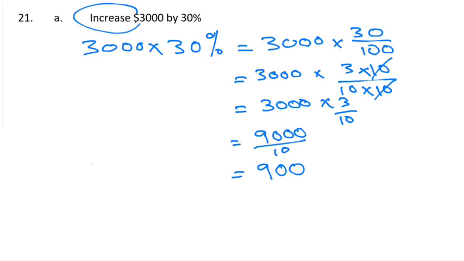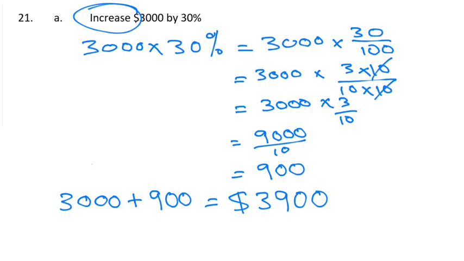Now what I need to do is I need to increase it by that. So I'm going to take my original $3,000 and I'm going to increase, so I'm going to add on the $900, and that's going to give me 3,900.